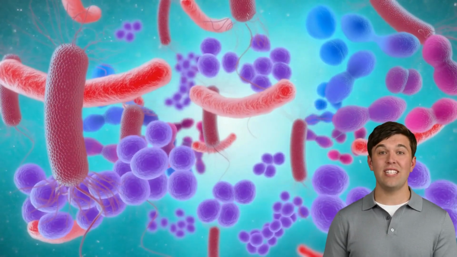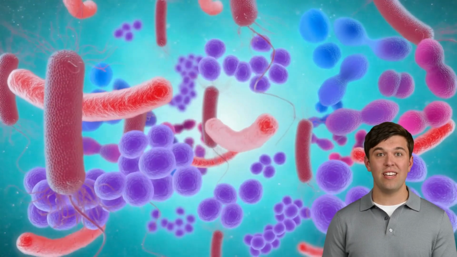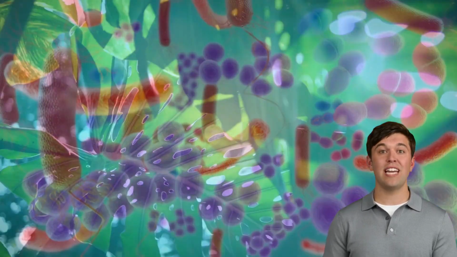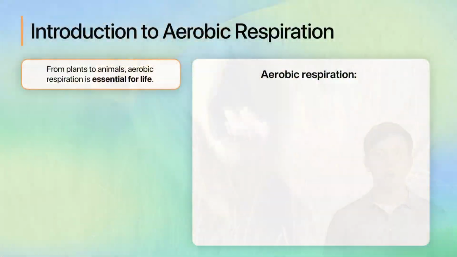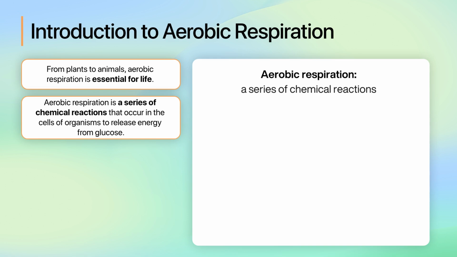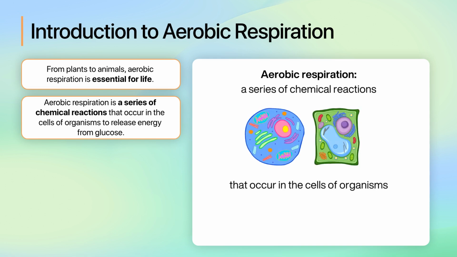Let's dive into the fascinating world of aerobic respiration, a key process that powers nearly all living organisms. From plants to animals, aerobic respiration is essential for life. First, let's define what it is. Aerobic respiration is a series of chemical reactions that occur in the cells of organisms to release energy from glucose.